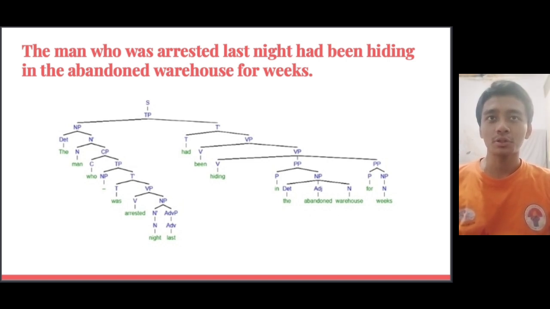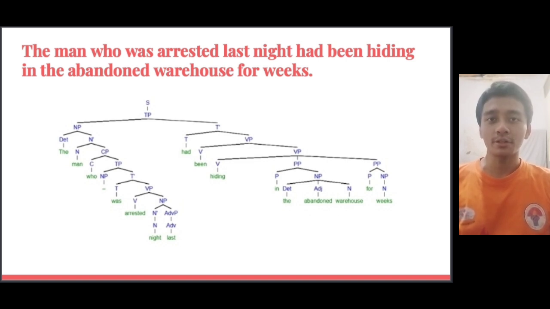The tense, was, the auxiliary verb indicating past tense. The verb phrase, arrested last night, describes the action related to the man. Arrested, the main verb in the passive voice. Adverbial phrase, last night, modifies the verb arrested, indicating time. Adverb, night, functions as an adverb of time here. Adjective, last, modifies the adverb night. T-bar, an intermediate level in the tense phrase.